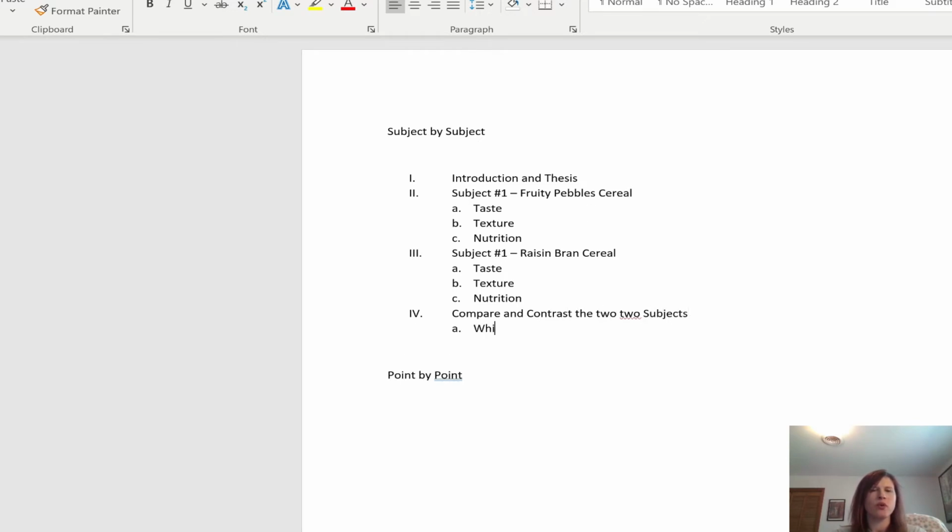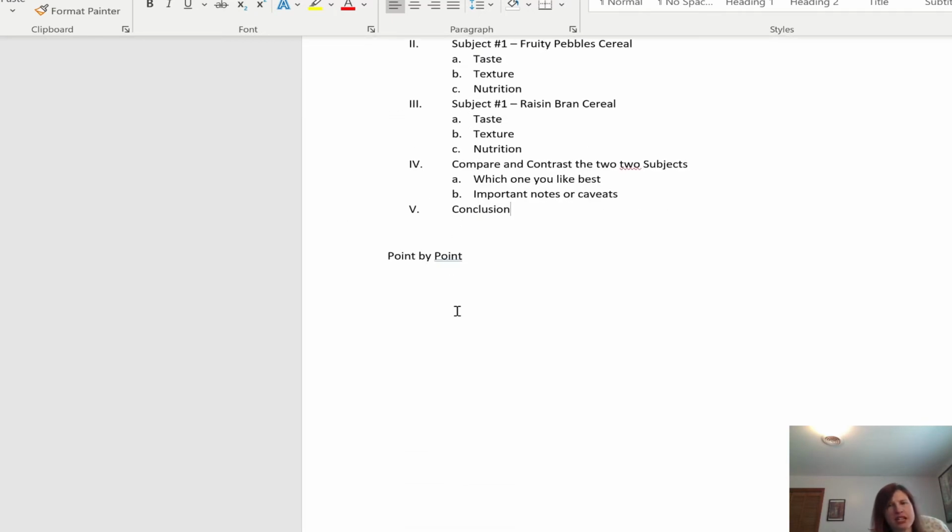And you could say which one you like best, and important notes. And then you have your conclusion. So that's a subject by subject outline. So if you choose to do this format with paper number 3, then this is the outline that I want for that paper if you're doing subject by subject.